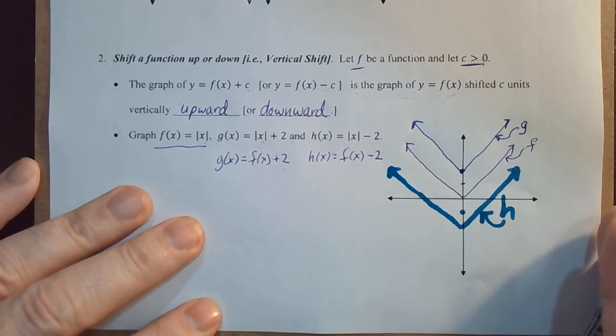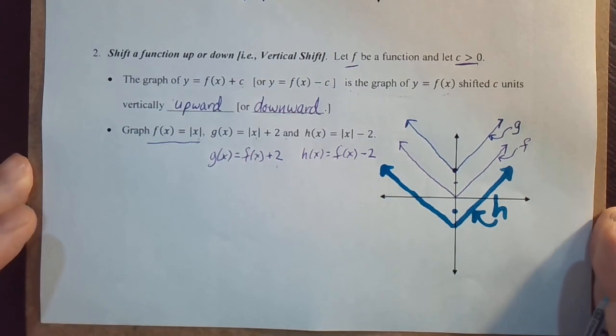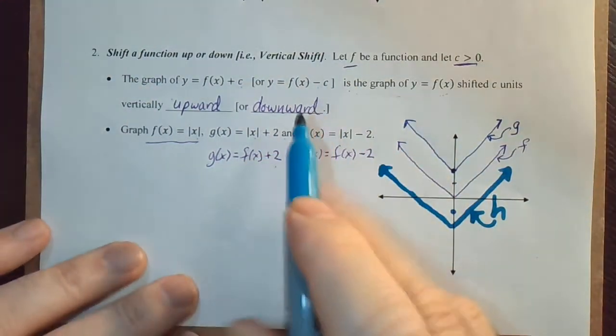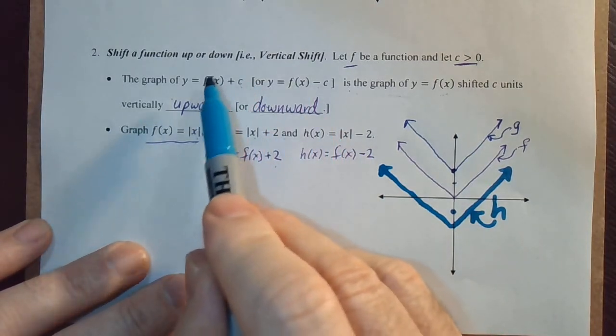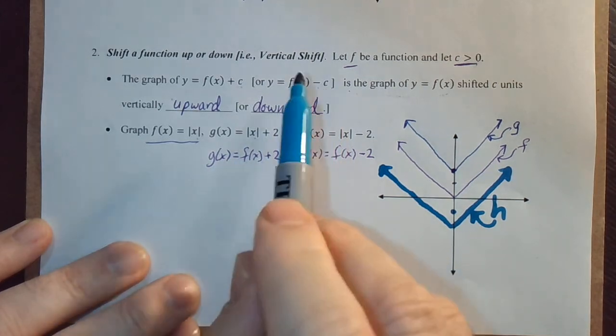So very simple. Anytime you have a function, if you'd like the graph to be 10 units up, all you do is put a plus 10 at the end of the function. If you want it 10 units down, you just put a minus 10 at the end of the function.